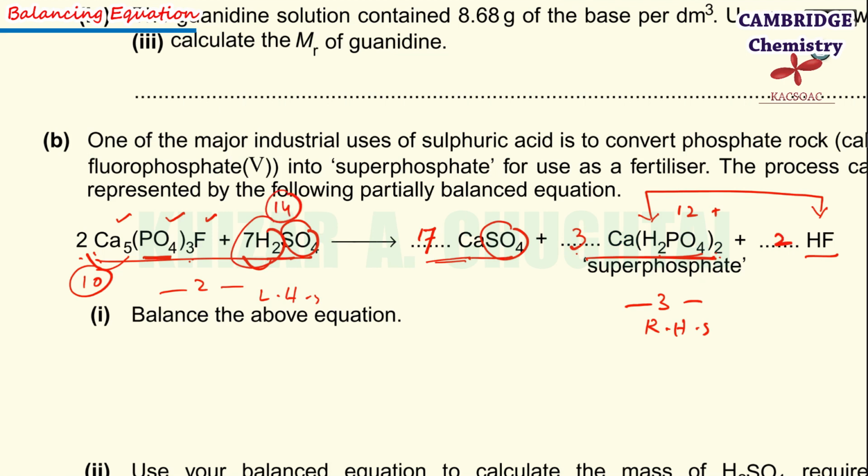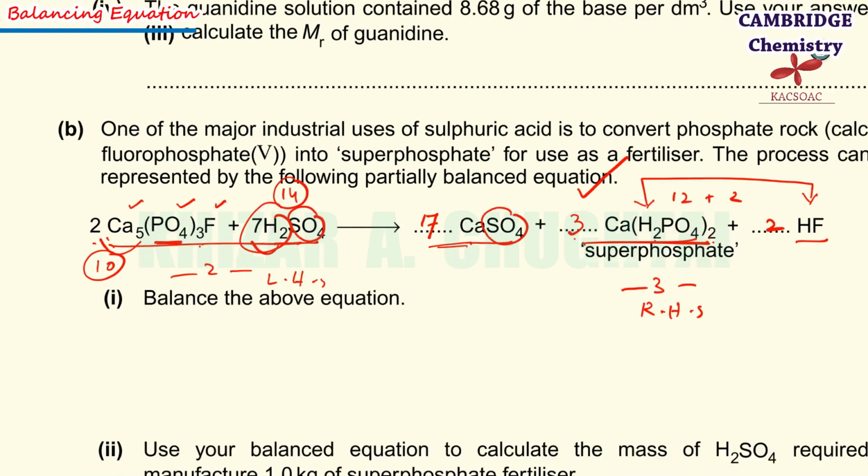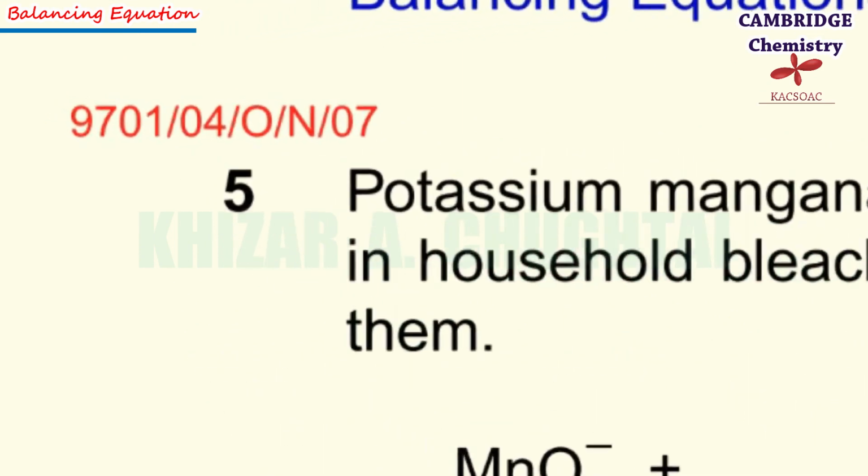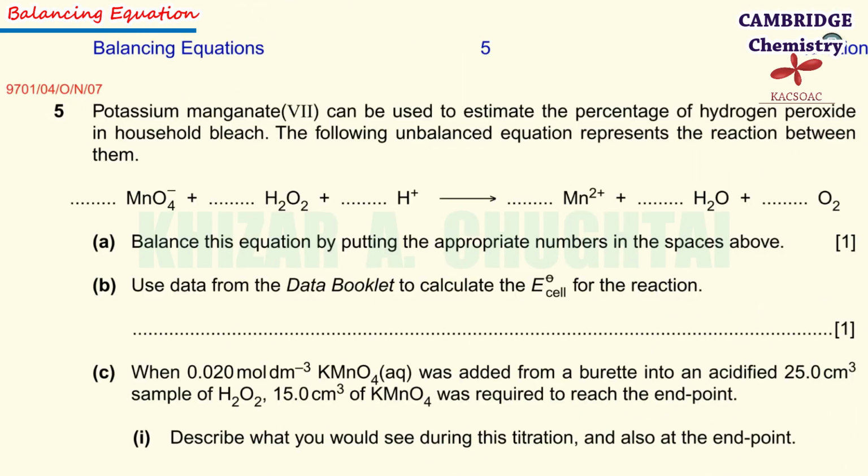So simply 2HF. So this is the balancing the hydrogen and fluorine as well, 2 molar fluorine. So this is the balancing equation. This is the balanced equation. Now come towards the next one, October November 7, paper 4. Here are once again species having the charges. So first of all, let's balance these charges.